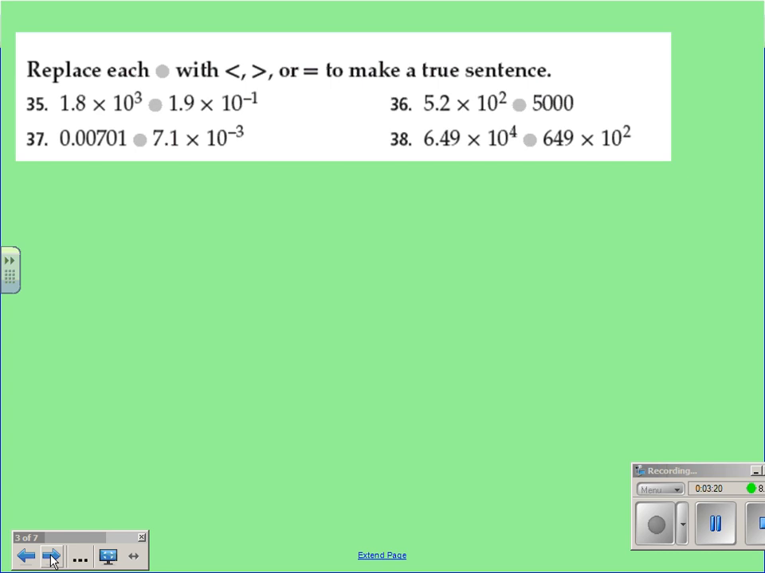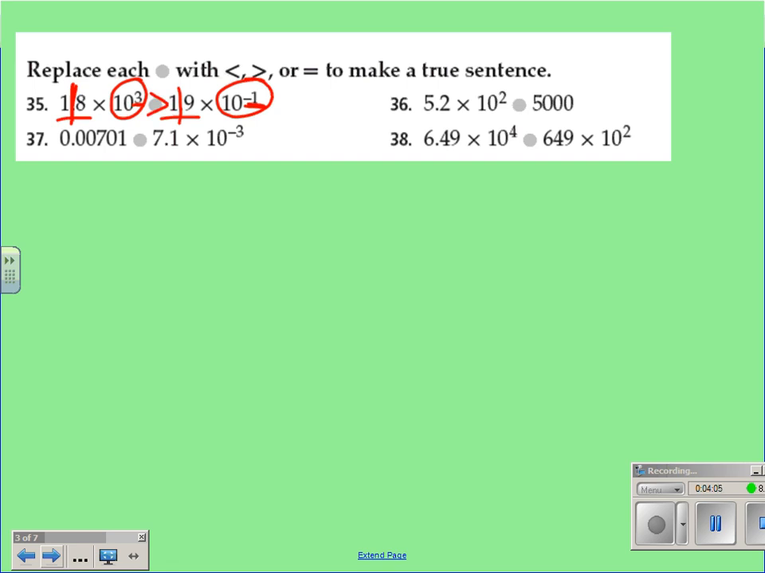Now we're going to do some examples together. Replace each circle with less, greater, or equal to make a true sentence. The first thing I want to do is look to see if both values are in scientific notation. I would say yes, they are. I've got 1.8, which has one digit after the decimal, so that is in scientific notation. In addition, 1.9 is in scientific notation. So all I really have to do is compare the exponents. We know that 3 is larger than -1, therefore that one is greater.